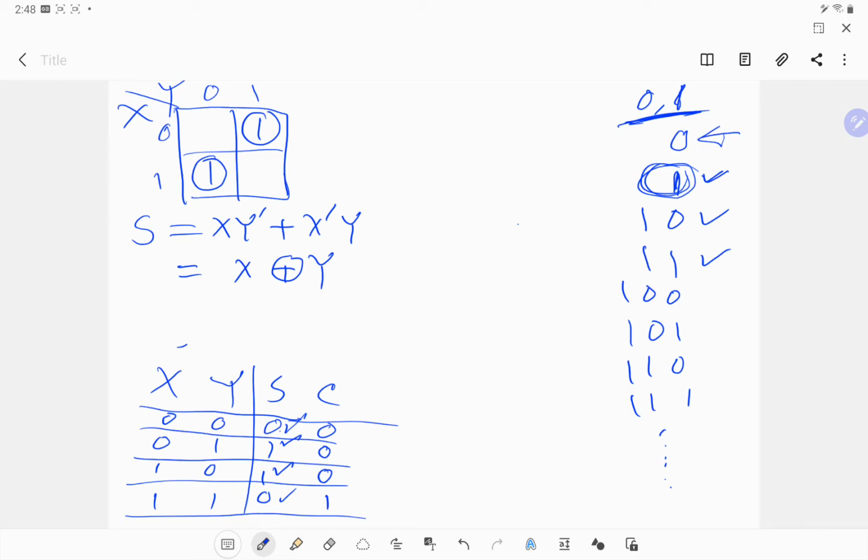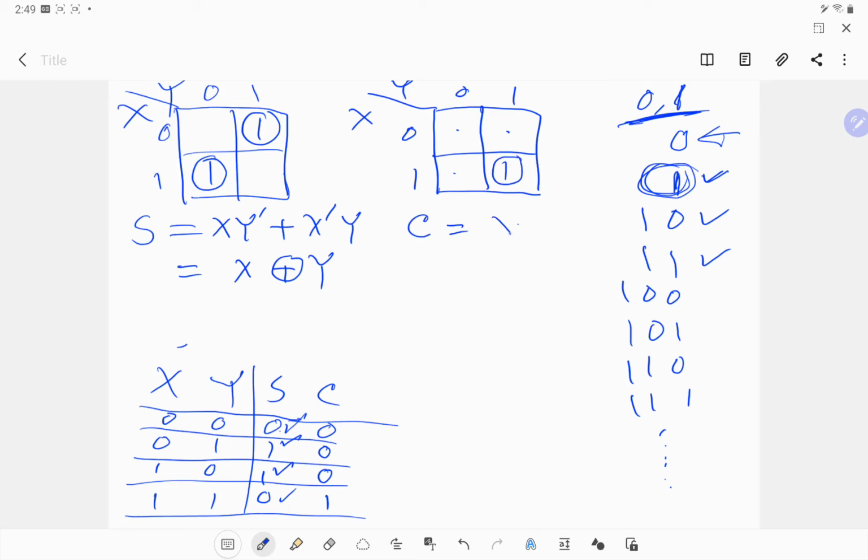So now for the carry part, we need another truth table. And that's 0 0 0 1. So now the equation for carry, this would be X Y.